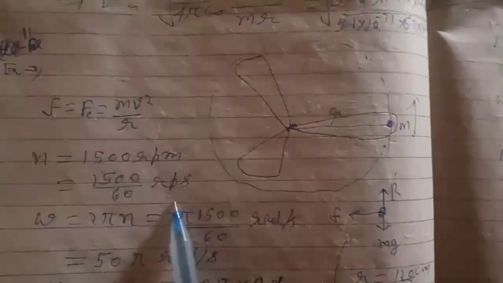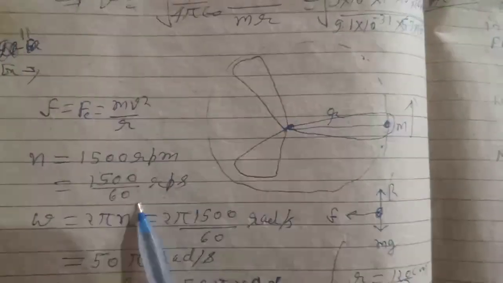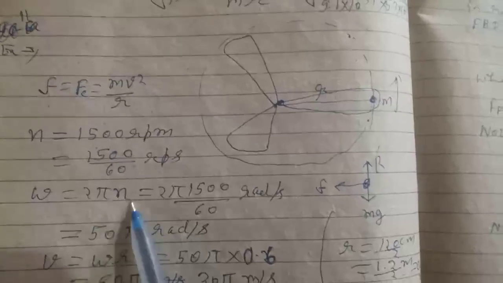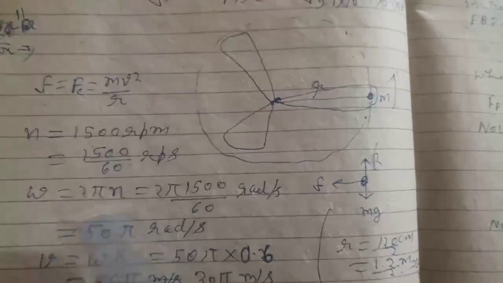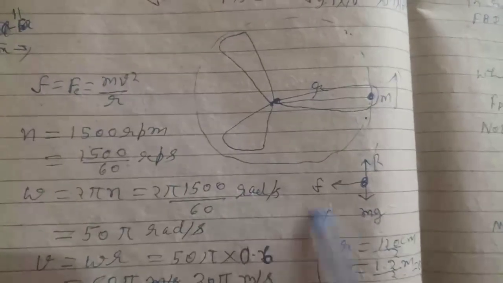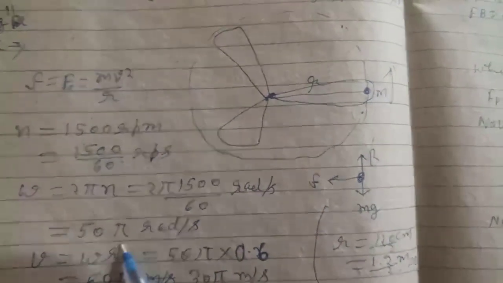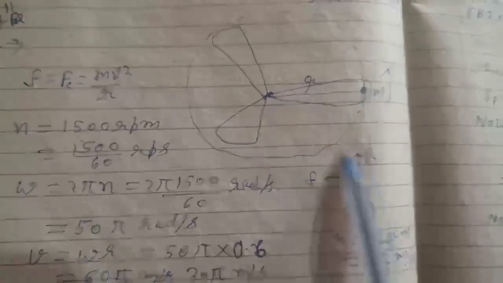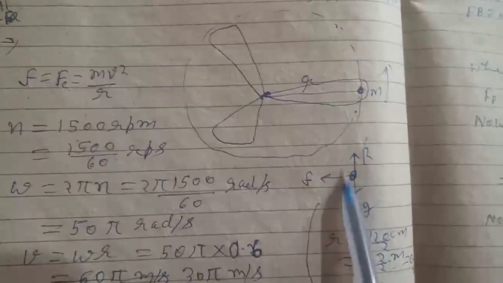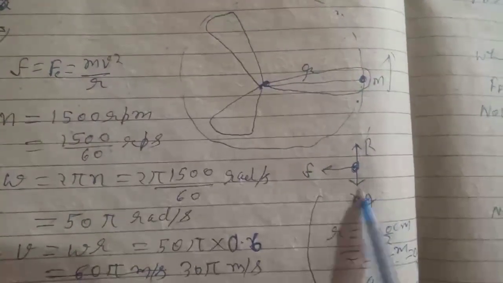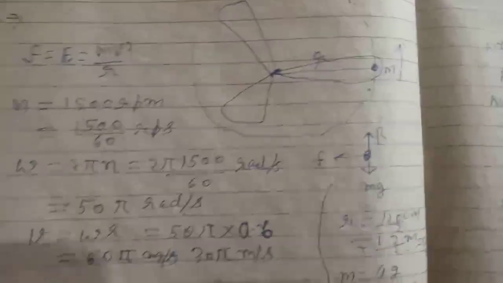Now n is given as 1500 rpm, so we can first change it into rps, 1500 by 60 rps, and angular velocity will be 2 pi n, that is angular frequency. So 2 pi into 1500 by 60 radian per second, or 50 pi radian per second. This is the free body diagram of this particle. Normally this is the reaction force, this is the weight of the particle, and this is the frictional force.